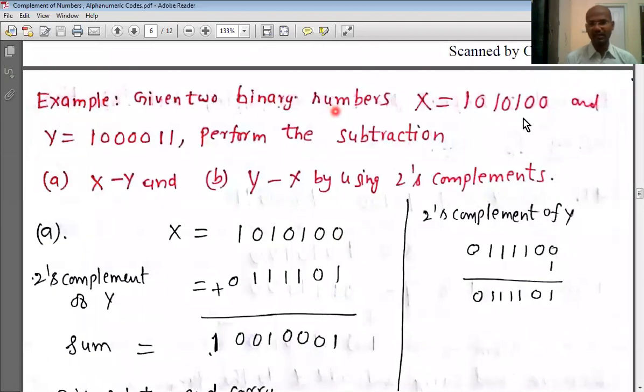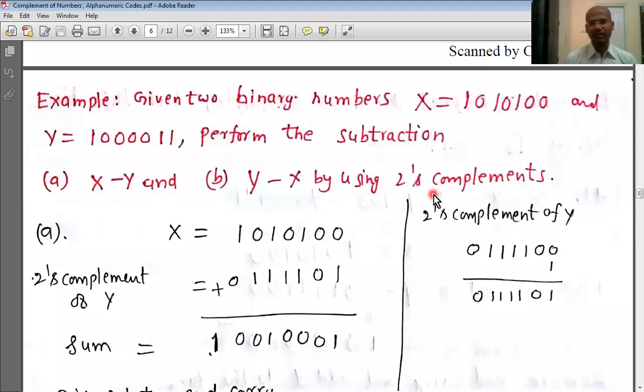Given two binary numbers, x equal to 10101000 and y equal to 1000011, perform the subtraction. There are two questions asked. One is x minus y, which means y is to be subtracted from x. In question B, x is to be subtracted from y. The given numbers are binary numbers, and we have to use 2's complement.